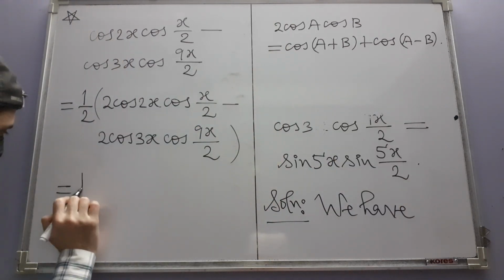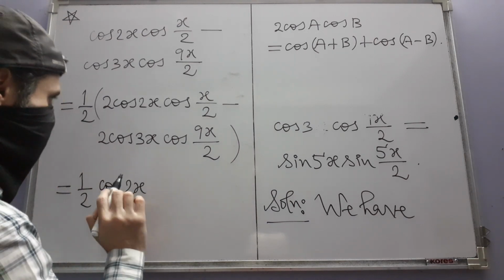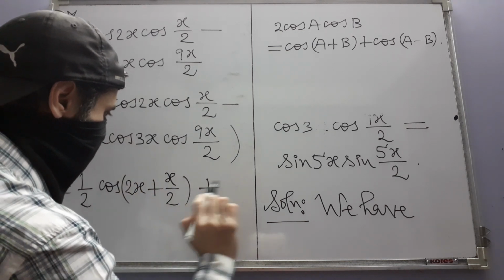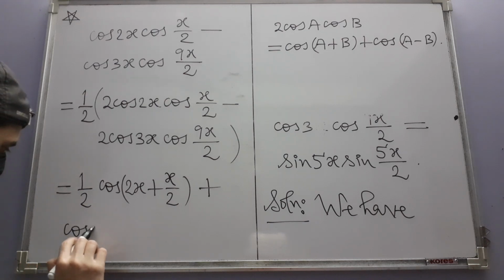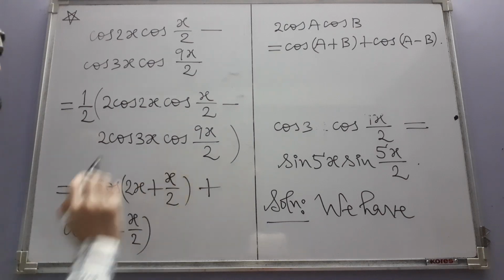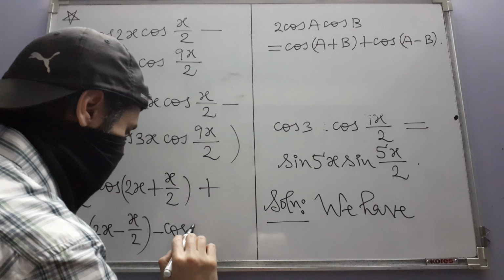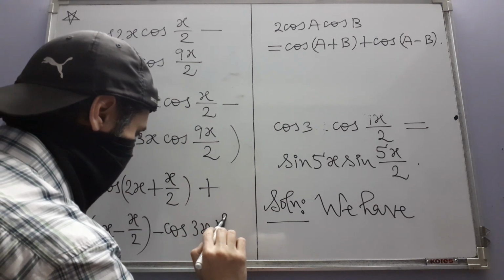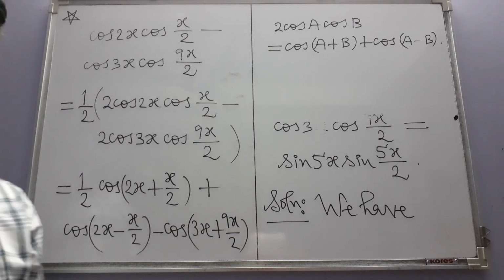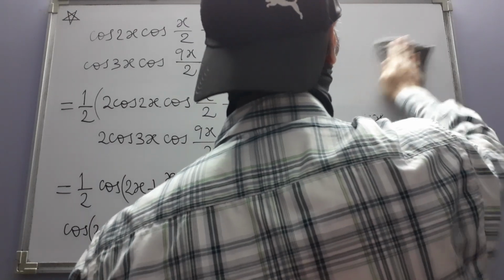So that means cos A plus B. In this case, A is 2x and B is x over 2, plus cos 2x minus x over 2. Same formula for this one, but there is a minus sign. Minus cos 3x plus 9x divided by 2, and again minus cos 3x minus 9x divided by 2.